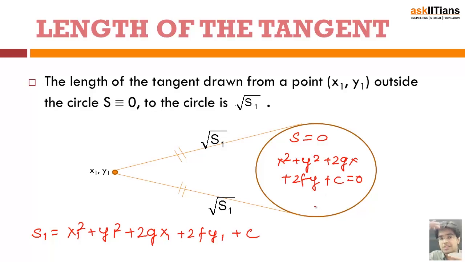Remember that all these concepts we are talking about are valid for the case when the point is lying outside the circle. So the equation of the pair of tangents and the length of tangents are valid when that point is lying outside the circle.